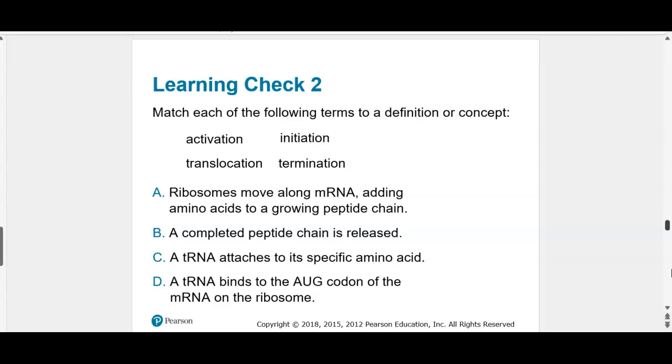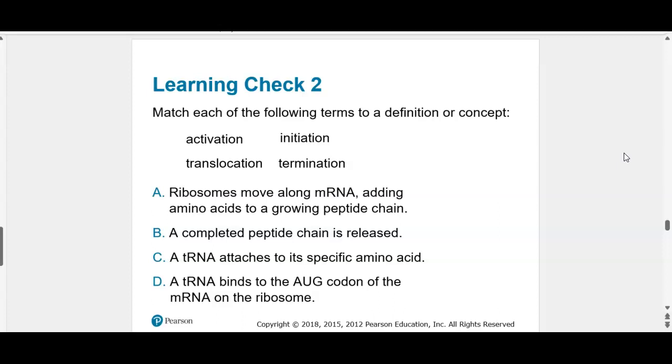Ribosomes moving along messenger RNA, adding amino acids to a growing peptide chain. Well, that's got to be translocation. There's some movement going on there, right? A completed peptide chain is released. That's going to be termination. It hits the stop codon, synthesis is over, and the protein chain comes off and goes off to where it's going to be used.